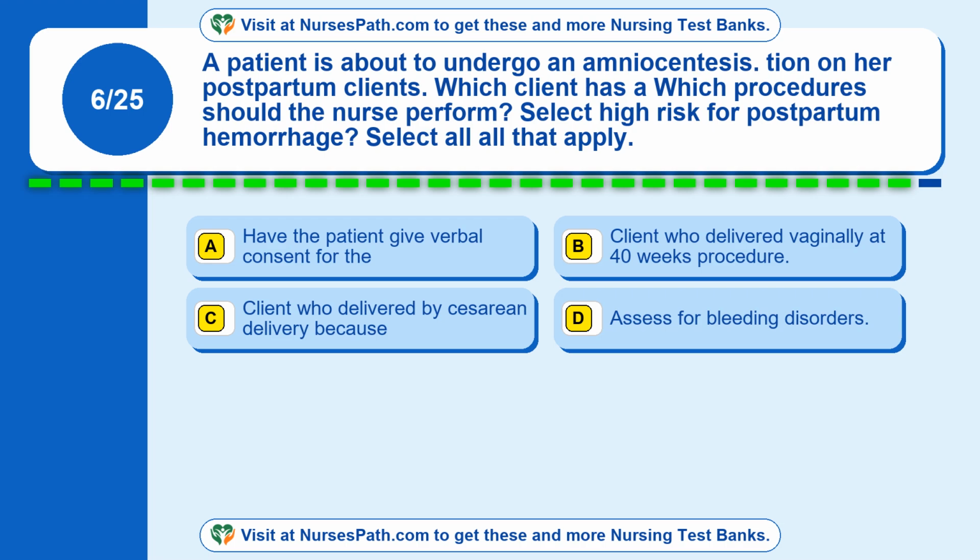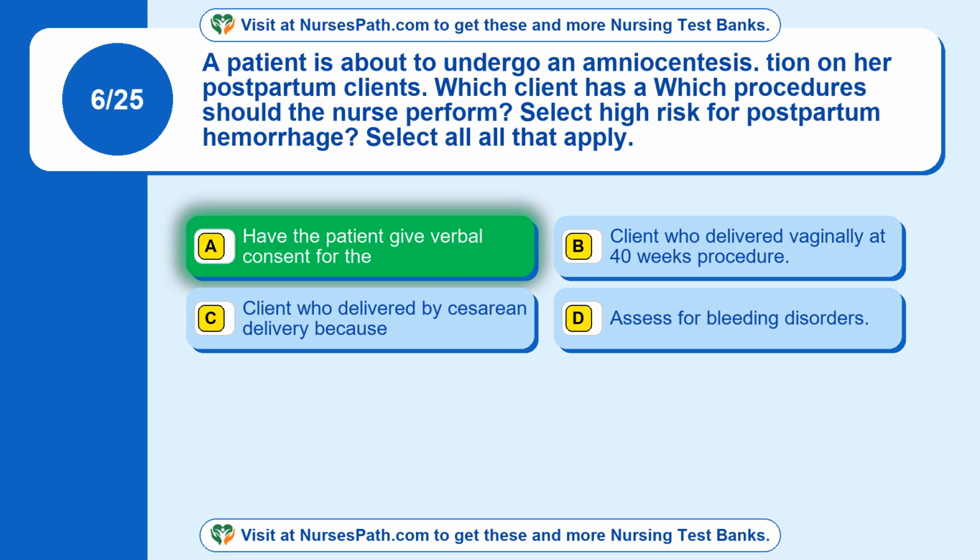Question 6. A patient is about to undergo an amniocentesis. Which procedures should the nurse perform? Select all that apply. Option A. Have the patient give verbal consent for the procedure. Option D. Assess for bleeding disorders.